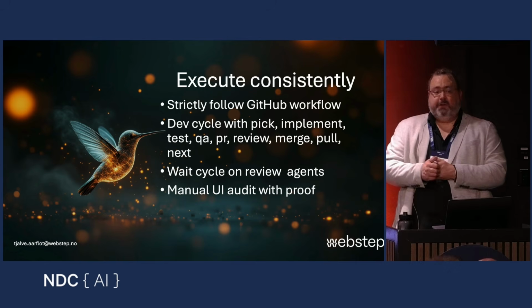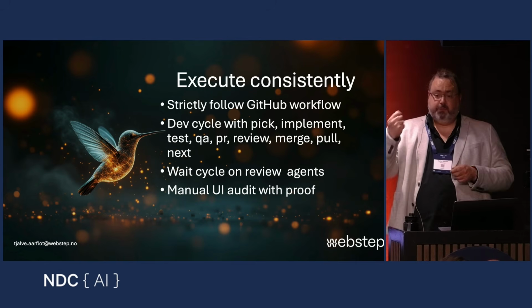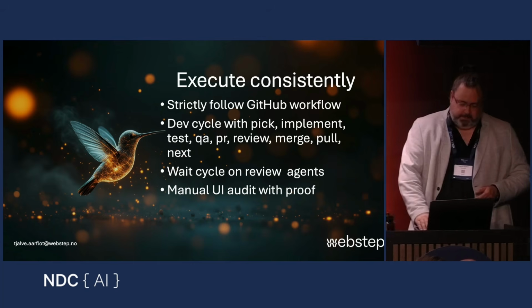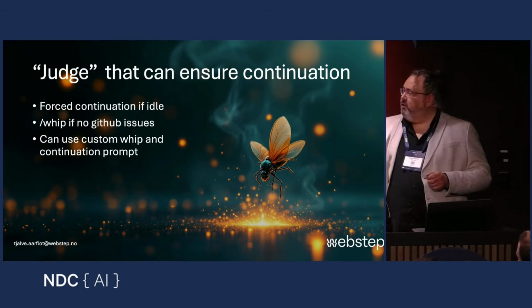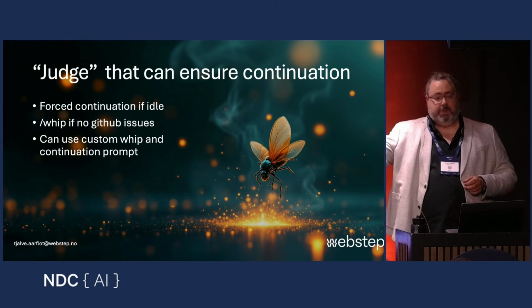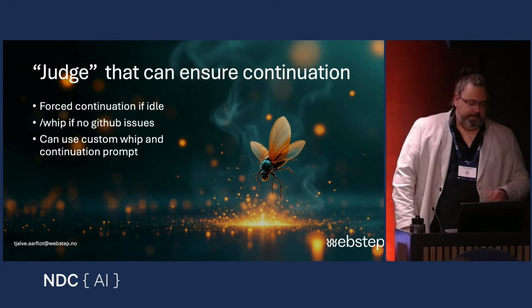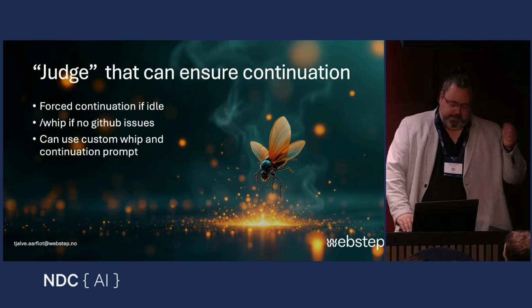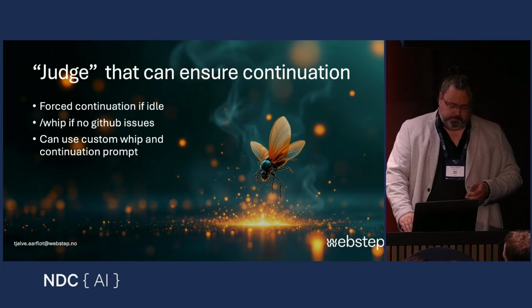Yes, and if there's a UI task, I want it to actually drive the UI, take some proof, and show that it completed the work. And there's a judge that makes sure the continuation continues. It doesn't get lost even though maybe the to-do task was destroyed by the compaction, but it still can continue. And a whip that makes it do something sensible if there's no GitHub issue, etc.